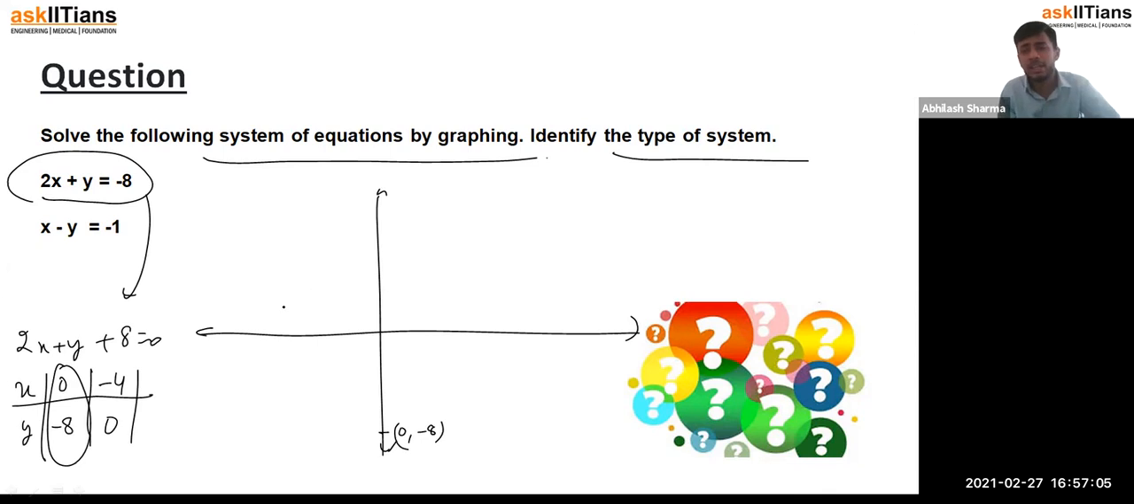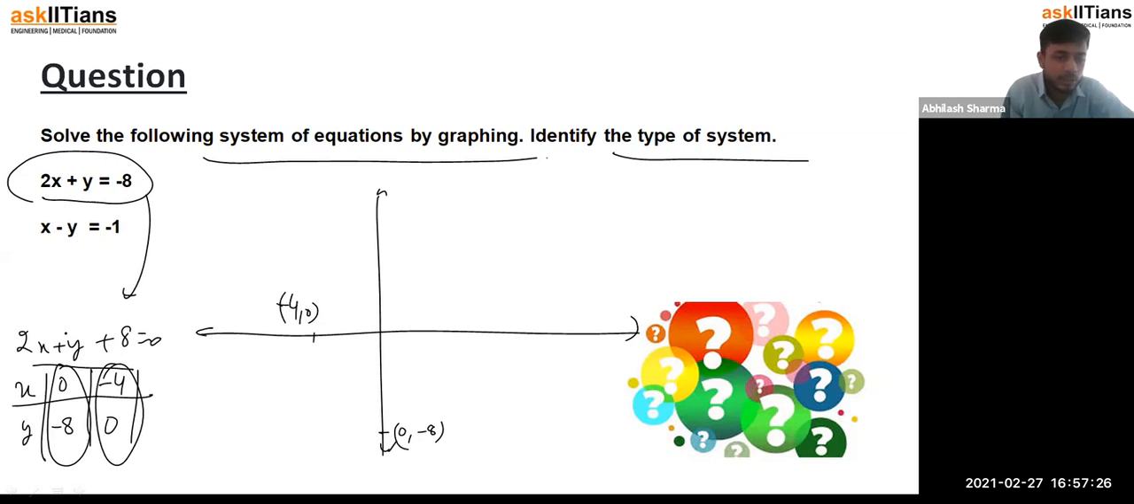Okay, so you should take a graph paper with yourself and then try to draw all of this. Right now I am just drawing on the white sheet only, but you should draw this on a graph. Otherwise you won't be able to solve it. Okay, so 0 and -8. Now where is the point -4 comma 0 which satisfies this equation? It is here, -4 comma 0.